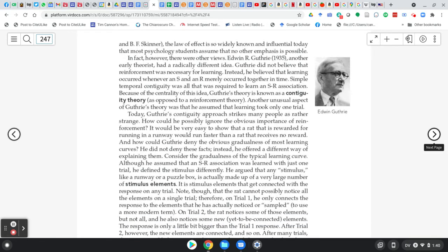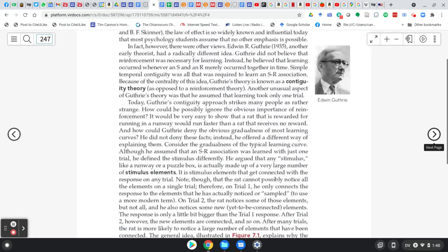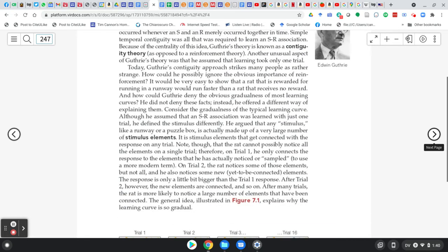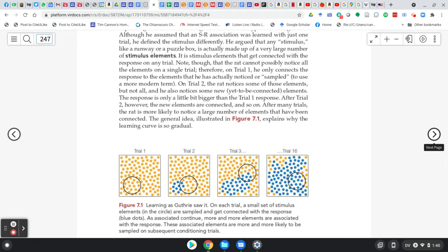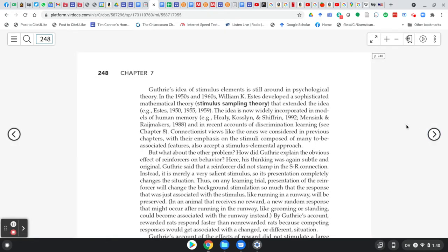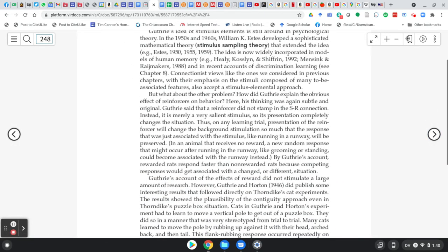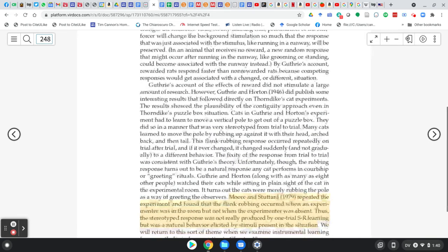The important concept here is the concept of stimulus elements, which can be due both to changes in the environment and changes in the organism. And again, I used white and black balls, and he uses mustard and blue balls. Hopefully, this makes more sense now than when we first passed through it. Stimulus sampling theory is very important.